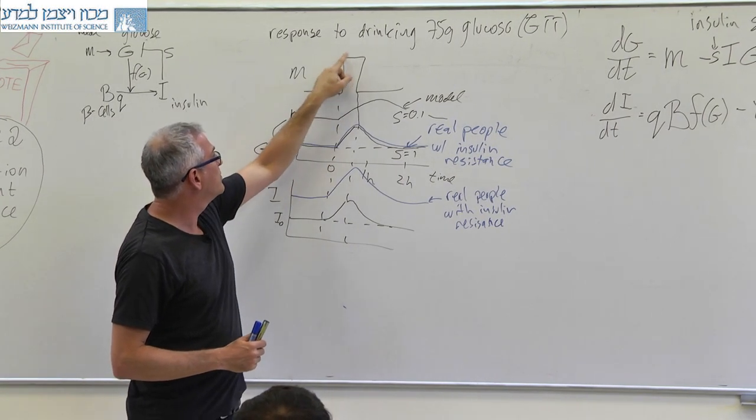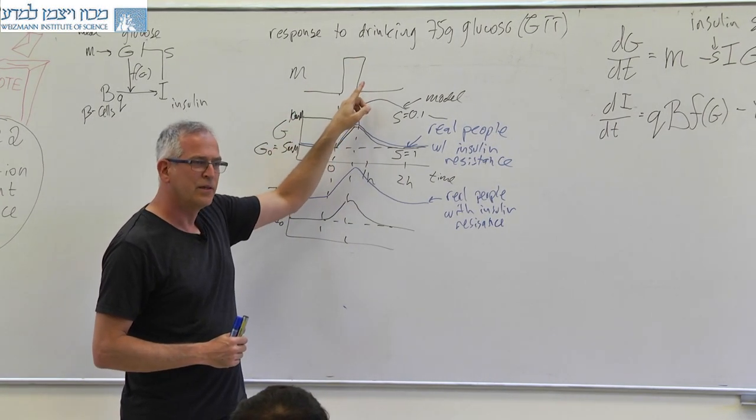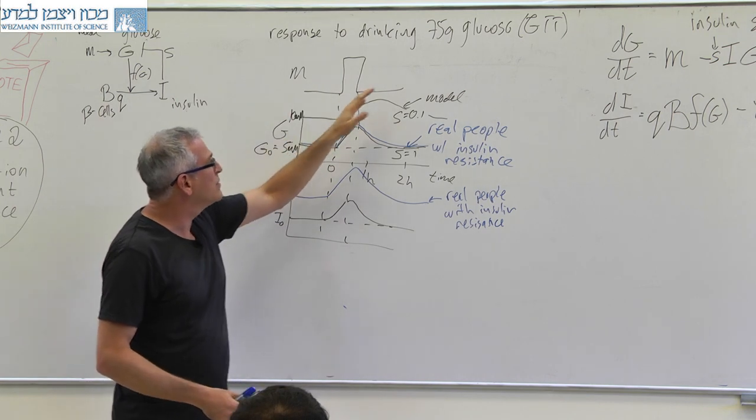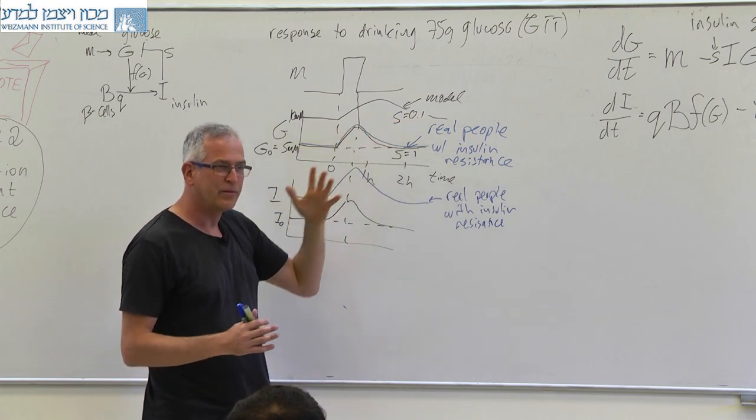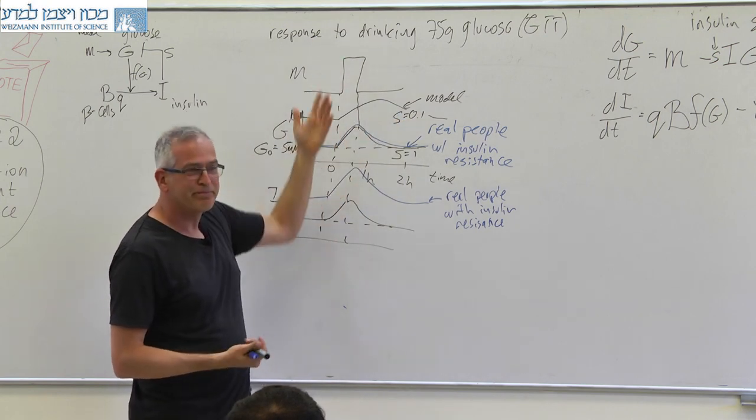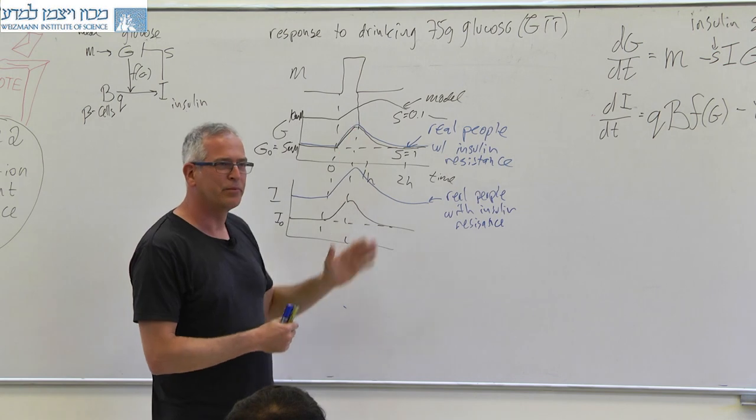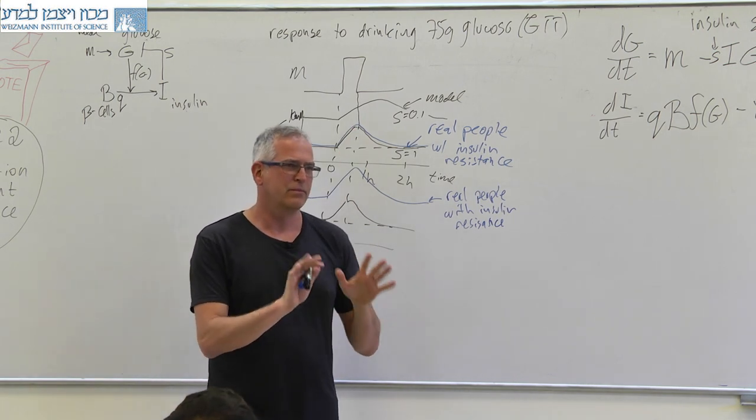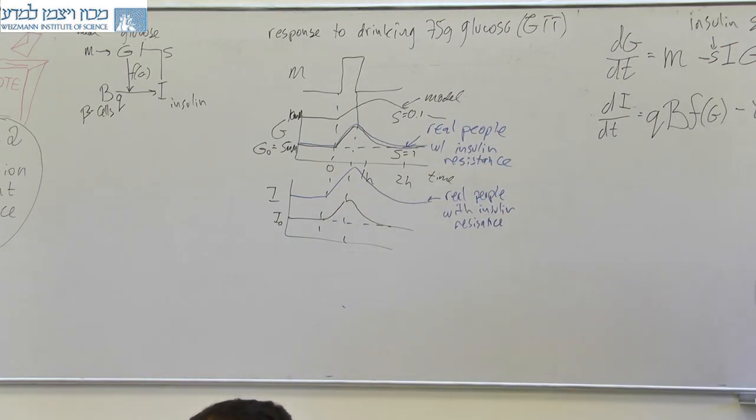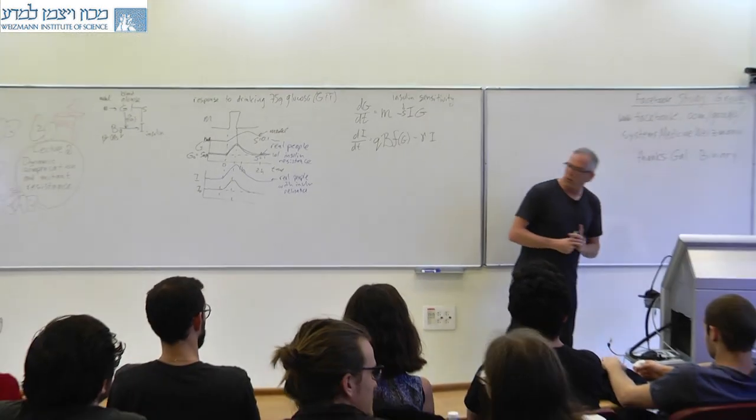You ask if this pulse shape is realistic. Yeah, it's a first approximation, I guess, to the glucose tolerance test, which in reality is probably like a pulse like that. But this is just for the simulation purpose. Did I answer your question? 50%.